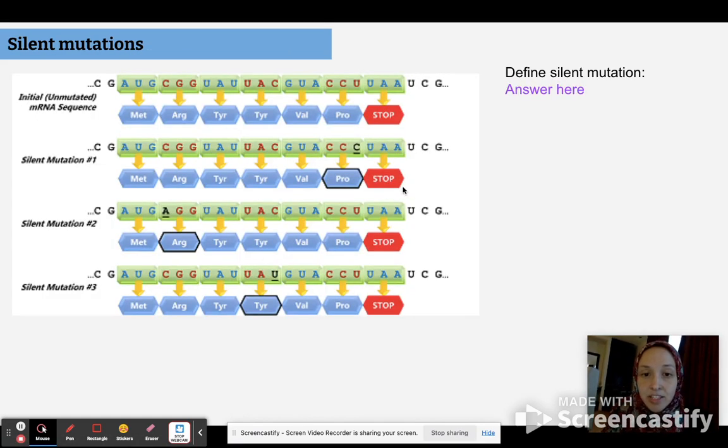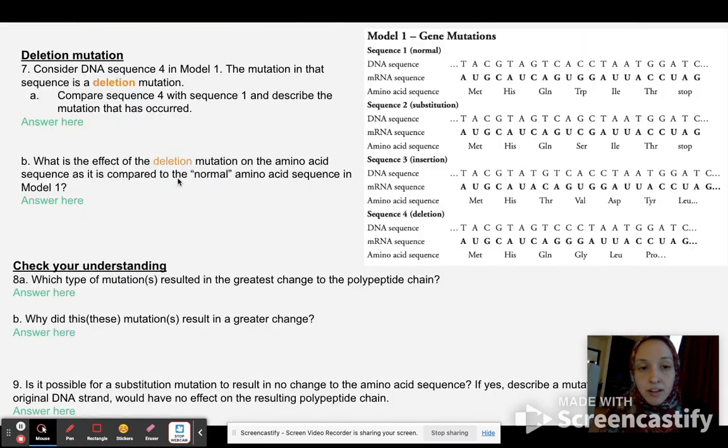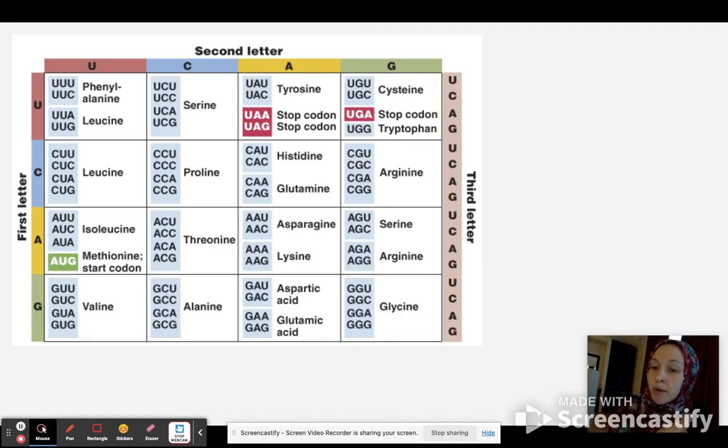Now, a silent mutation, this is when we have a mutation, but it doesn't change the amino acid. So here's my original mRNA strand, formed by the original DNA. And you can see here I have the codon CCU. I have a mutation. So this U is now a C. However, did it change the amino acid that it coded for? No. So sometimes we can have mutations, like if this C changes to an A, it doesn't change my amino acid at all. So sometimes we can have mutations that don't have an effect on the amino acid chain.